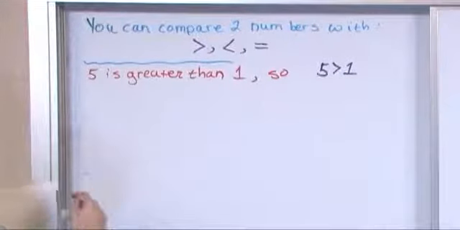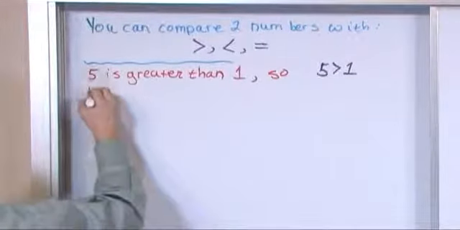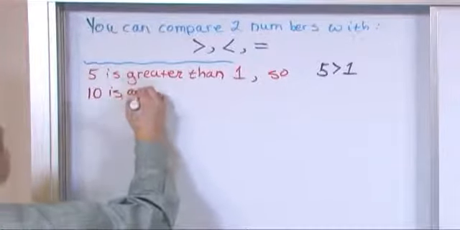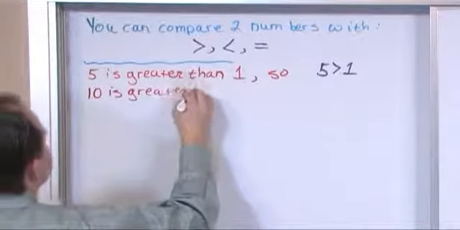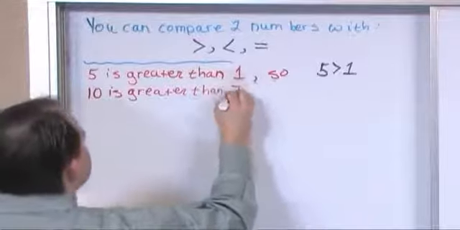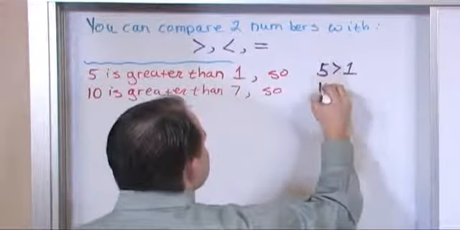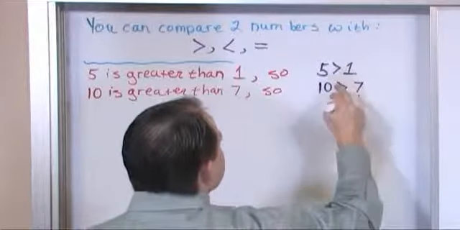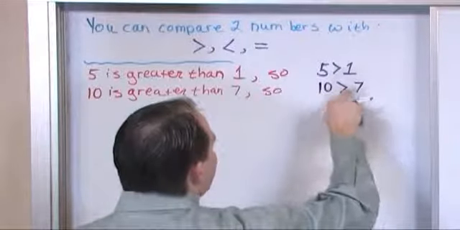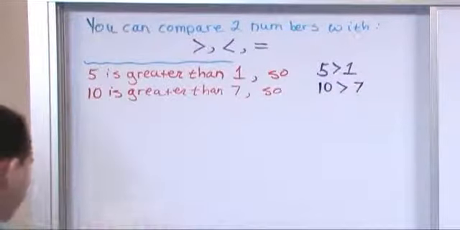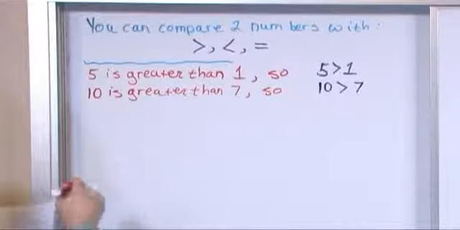So let's do a few more. 10 is greater than 7, so you guessed it, 10 points to 7. 10 is greater than 7. The arrow always points to the smaller number, always. That's the only rule in this entire section.